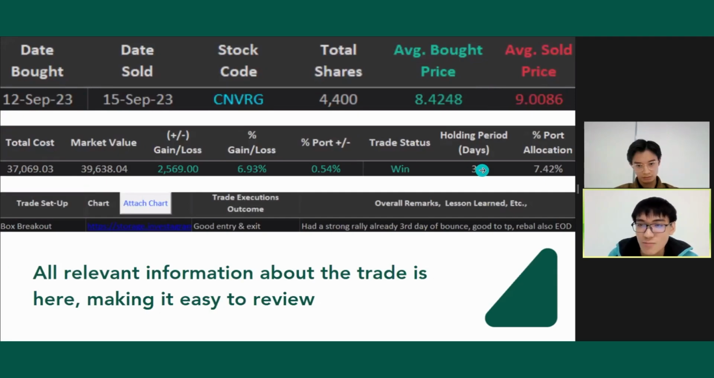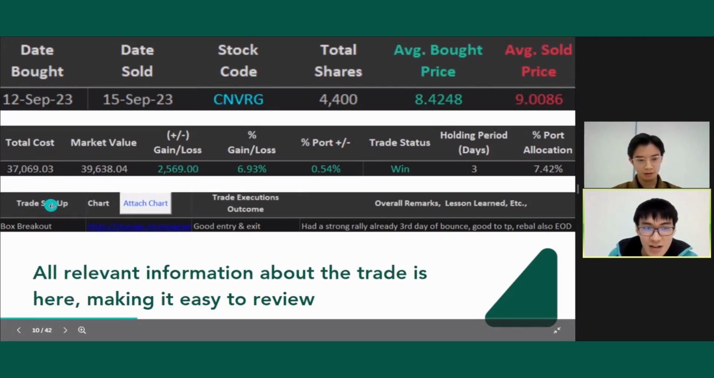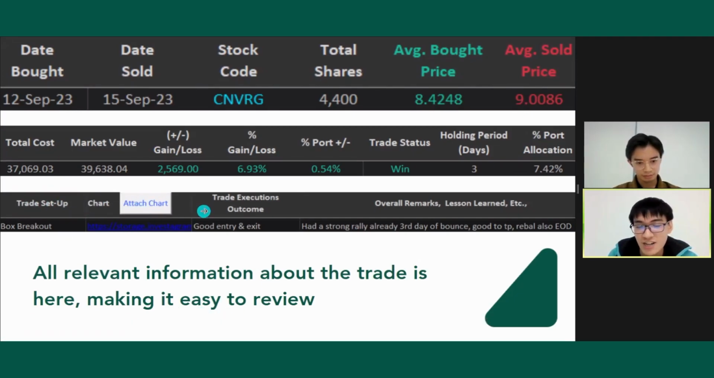And here, this is optional. You can also put how long you held the trade, 3 days, then how many percent of your portfolio did you allocate to the trade? Then what setup? Then here the chart, you can put like a URL to TradingView, for example. So you can do that. Then your overall remarks. So essentially, that's how a trading journal should look like. So all the relevant information about the trade is there, diba? So it's easy to review, diba? So if you forget about what you traded yesterday, last week, last month, tignan mo lang yung journal mo, diba? Nandyan na yun.